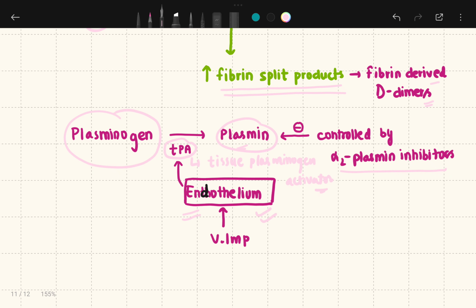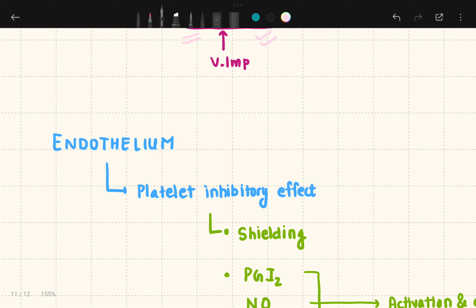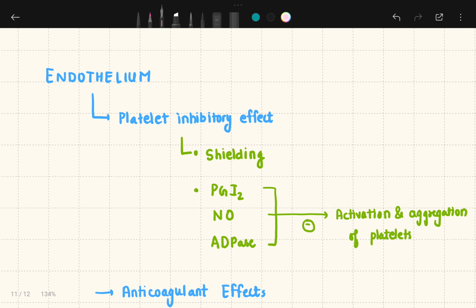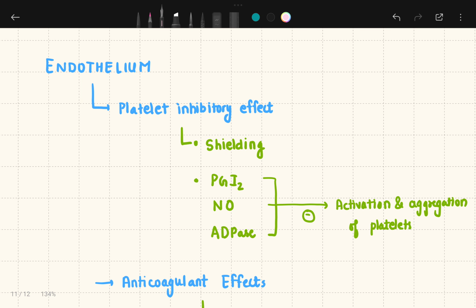So, what is the role of endothelium in the process of anticoagulation? Let's have a look at the endothelium. So, what is endothelium doing? First of all, it is providing a platelet inhibitory effect. What is the platelet inhibitory effect? We know that platelets are very important for coagulation. They aggregate, they form a clot, and then they entrap the blood cells, and then fibrin gets accumulated and they form a clot, right?